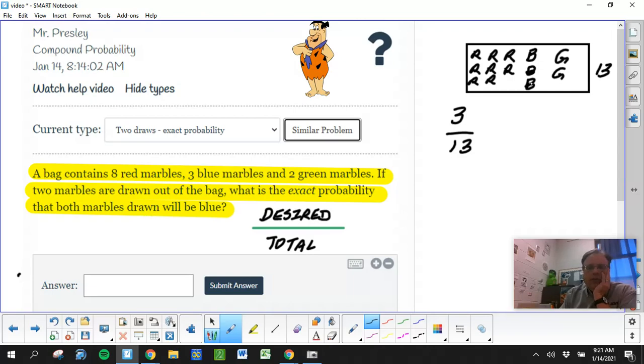So what that means is, and this is the way I usually do it with my class, is I say, okay, well, I have taken out a blue and I'm not replacing it. And that's what it's asking here. It doesn't say that, but it's saying if you took out 2, all right, that means without replacement. So that blue's gone. So not only do I mark out a B, I also change my total. Now I only have 12. So 12 marbles, okay, and only 2 of those now are blue.